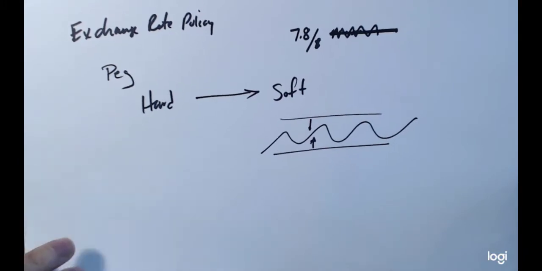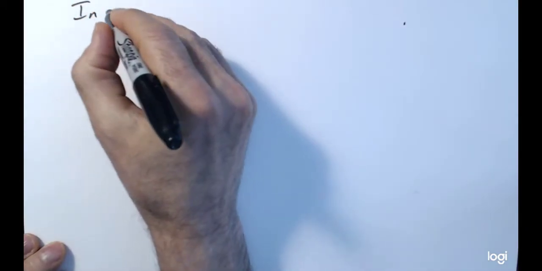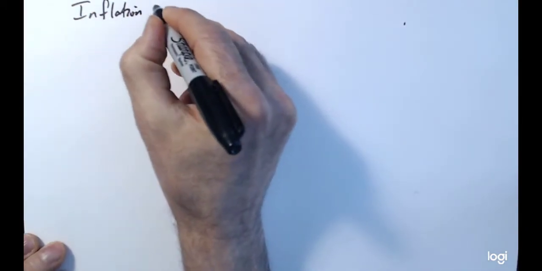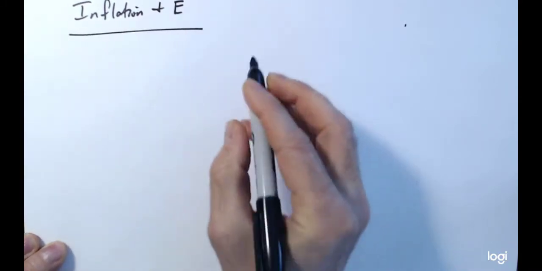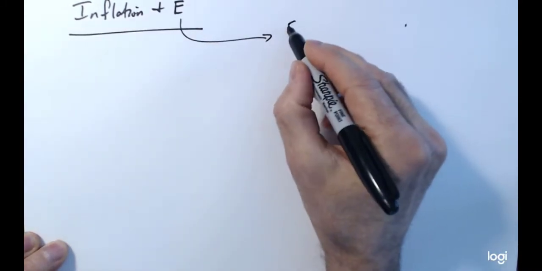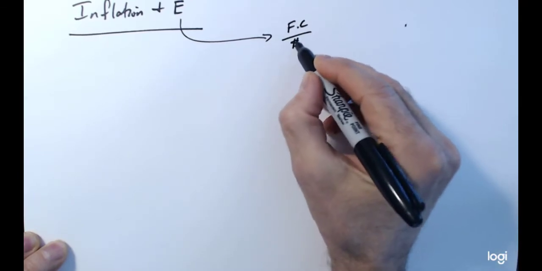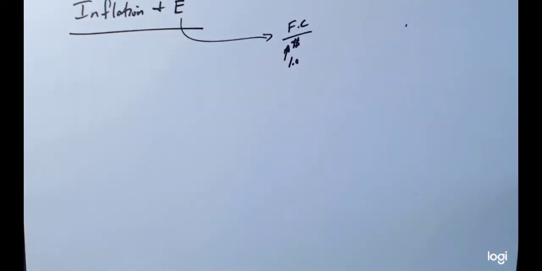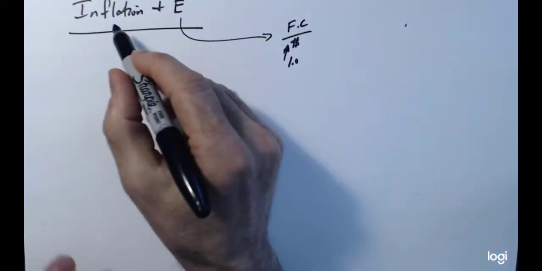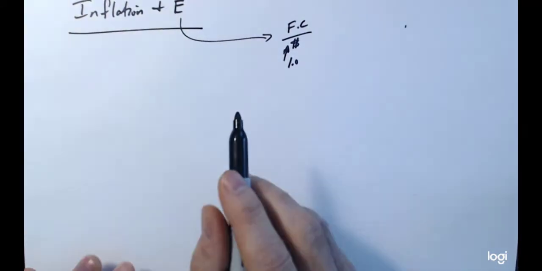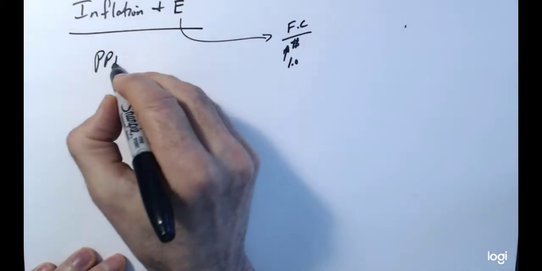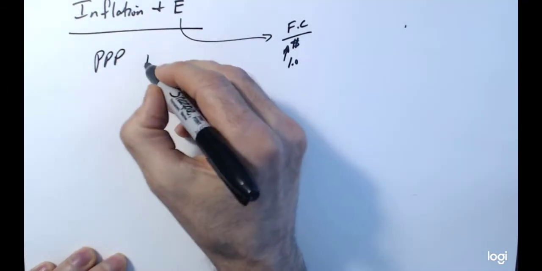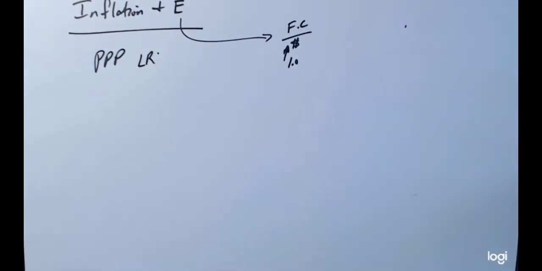Now let's move on to a quick review of what we covered in a previous chapter on exchange rates. Let's look at inflation and exchange rates. Remember, we abbreviated exchange rates as E, and it's the number of foreign currency units per dollar. Usually there's a one right there, which is not written. One of the first things we looked at in the previous chapter was purchasing power parity, which we said was a long run relationship between inflation and price levels and the exchange rate.